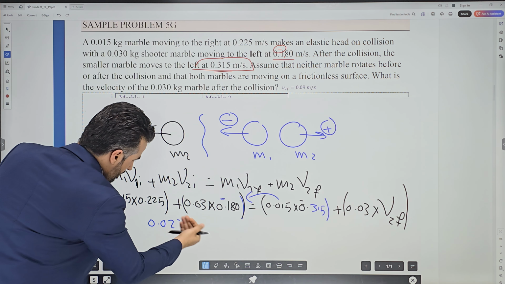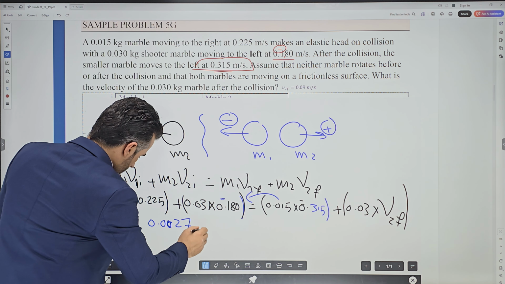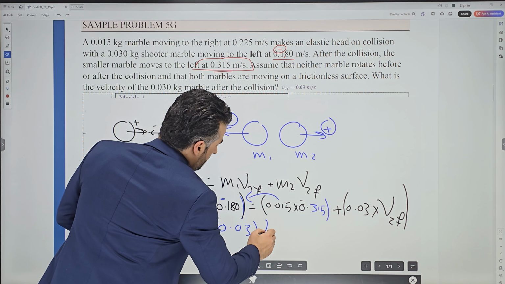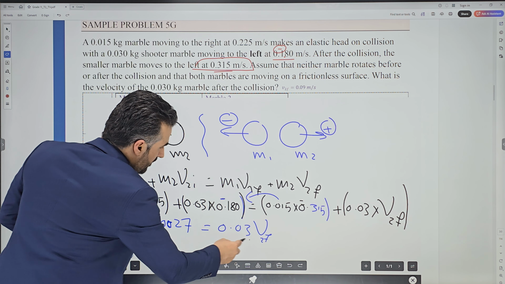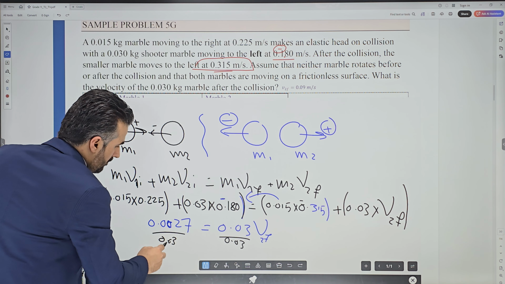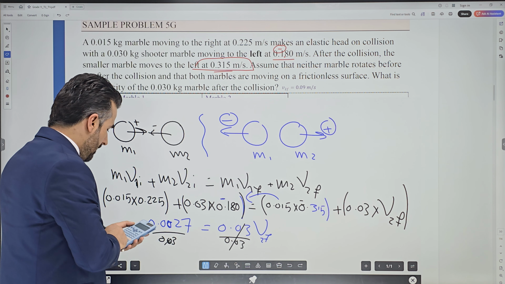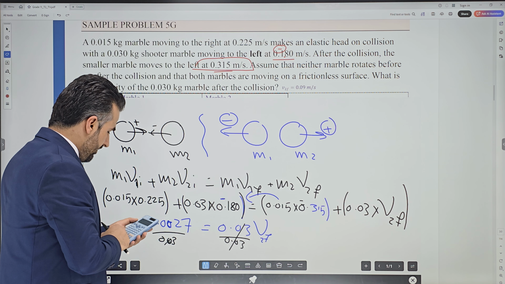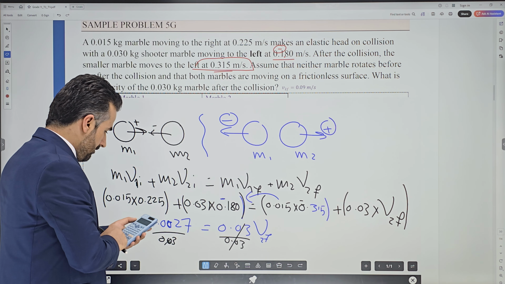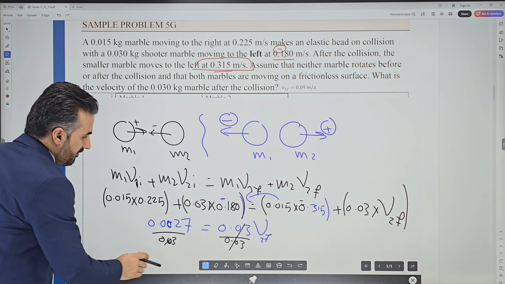There's one more zero, 0.0027, and then it is equal to 0.03 times V2 final. Now, divide both sides by 0.03, and we can get the answer. So these two cancel out. We can say 0.0027 divided by 0.03. The answer will equal 0.09, and that'll be V2 final.